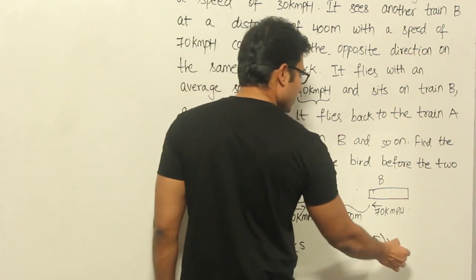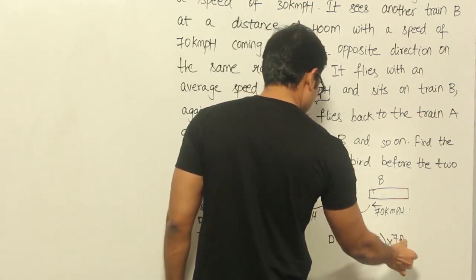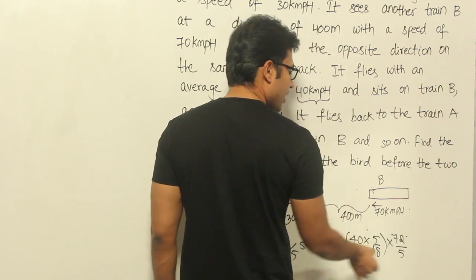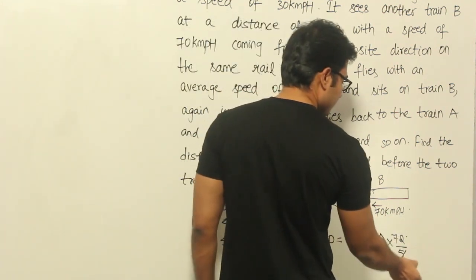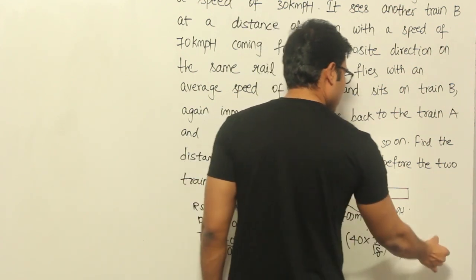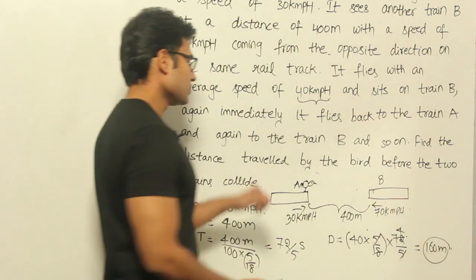Now I will multiply it with the time. So what is the time? 72 by 5 seconds. So this is in meters per second and this is in seconds. Therefore the answer is going to be in meters, right? So now 18 ones, 4s, 160 meters will be the distance that the bird is going to travel.